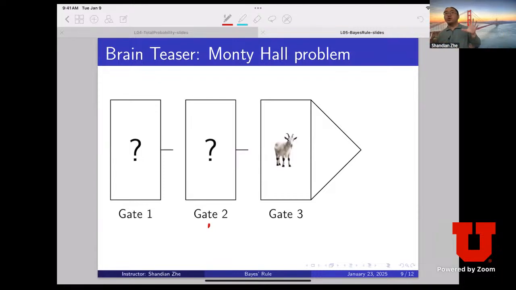Yeah, you know the answer. The answer is that you should choose to switch the gate, right? But at the beginning, many people were confused. When I was a college student, maybe 15 years ago, I was confused as well. I thought there seemed to be nothing to change, right? You have the same chance to have a car in gate 1, and also the same chance in gate 2, even when the goat comes out from gate 3. But that's kind of confusing, right?